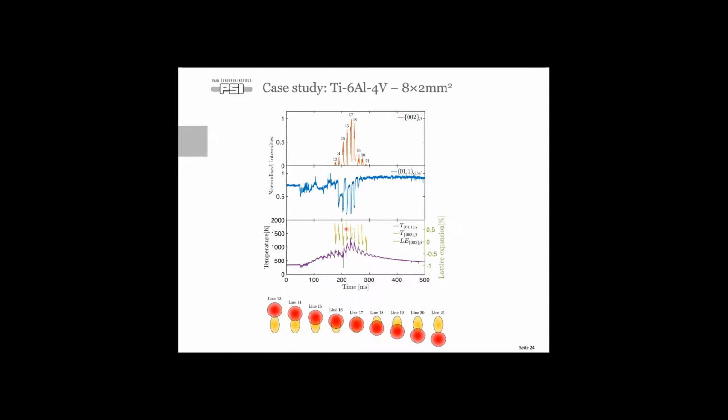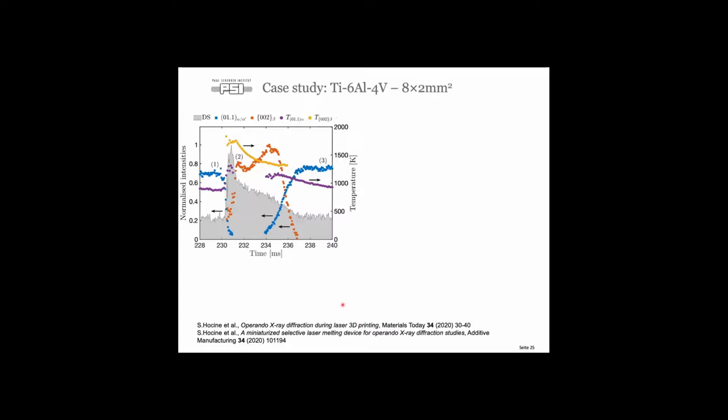And here you can see how the temperature in the beta phase is evolving. So what I will do now is show you in a bit more detail what is happening on this line number 17. So that's shown here. There's a lot of data on this plot. Let me walk you through it. So let's first focus on the blue and the red curve here.